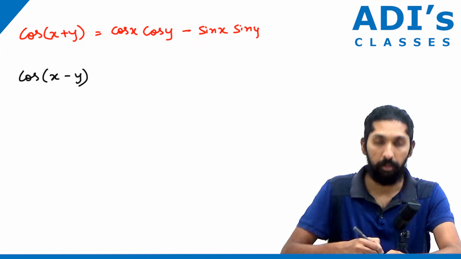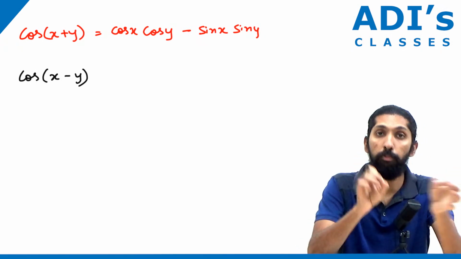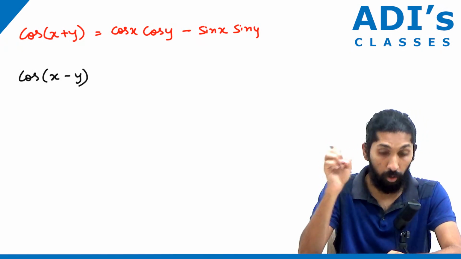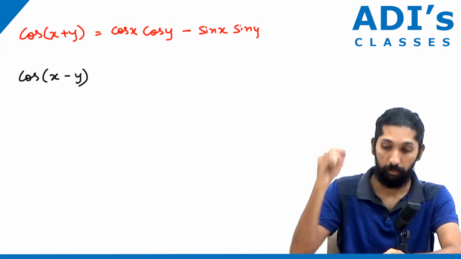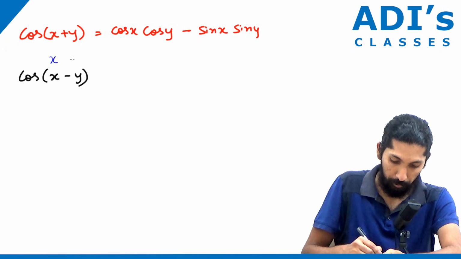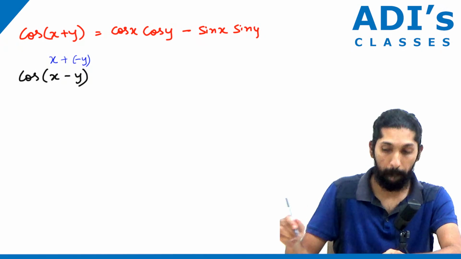Now, very easy. Wherever you have y, you put minus y. Because cos of x minus y can also be written as cos of x plus of minus y, correct? That means here what we are trying to do, we can write this as x plus of minus y. It's the same, isn't it?